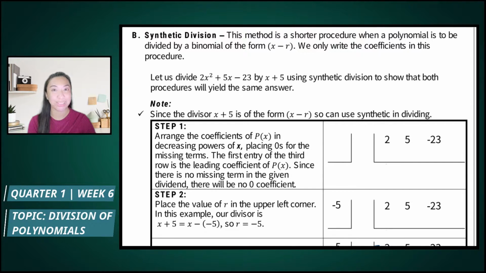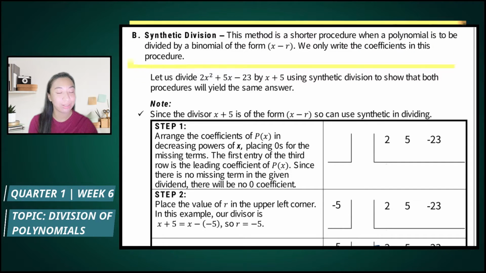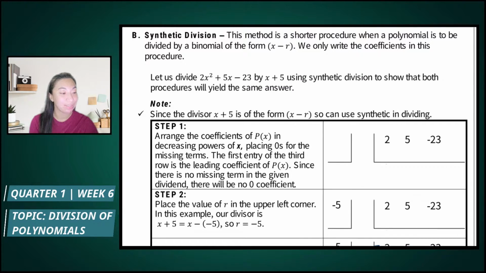It's time to proceed with synthetic division. This method is a shorter procedure when a polynomial is to be divided by a binomial of the form x minus r. We only write the coefficients in this procedure. Let us divide 2x squared plus 5x minus 23 by x plus 5 using synthetic division to show that both procedures will yield the same answer. Since the divisor x plus 5 is of the form x minus r, we can use synthetic division.